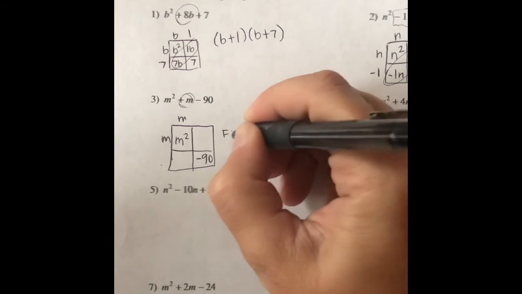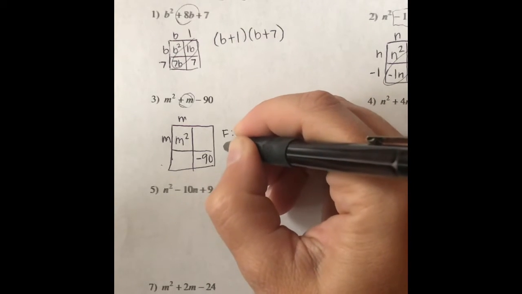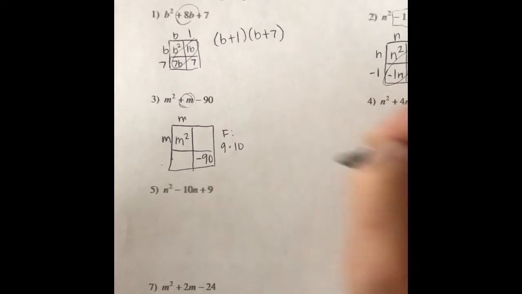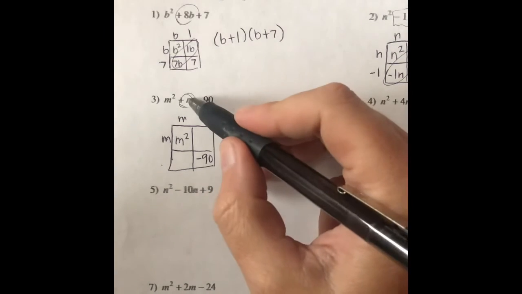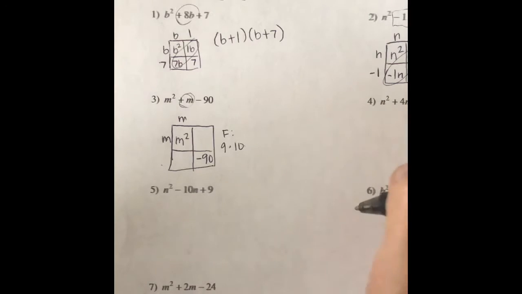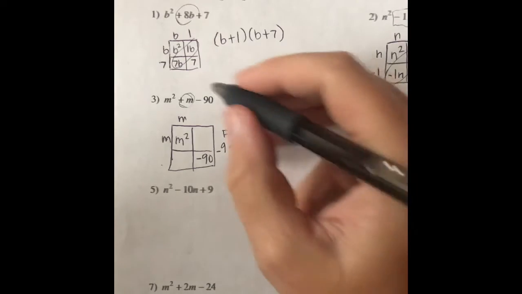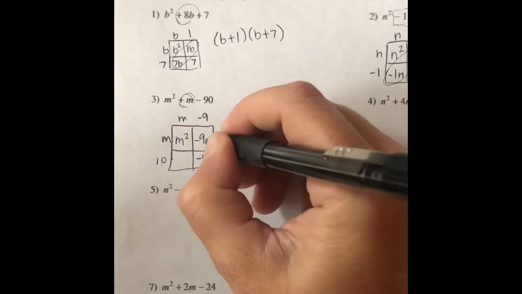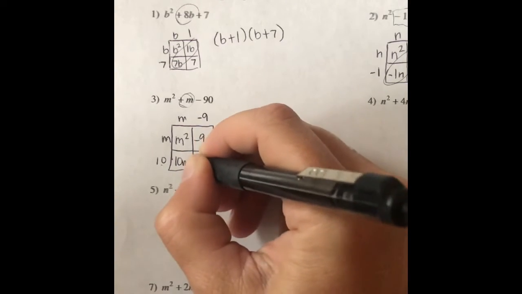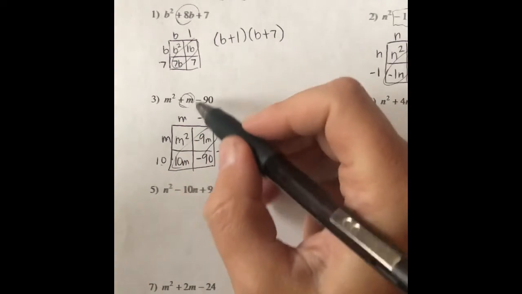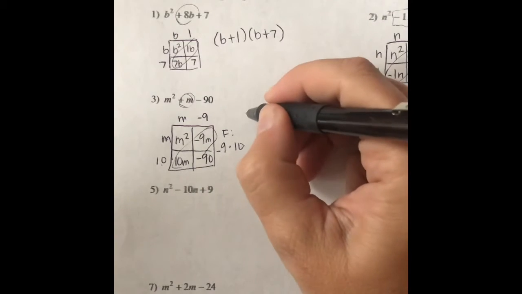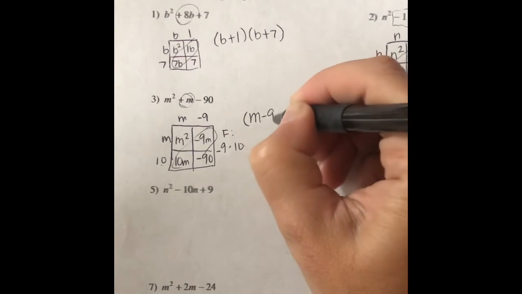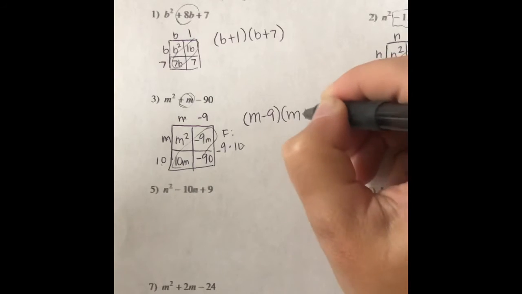So our factors here, I'm going to list out our obvious one, which is 9 times 10. Now, if we want this to be a positive 1 and one of these two has to be negative, we want this one to be negative because negative 9 plus 10 would give us a positive 1. So we're going to use negative 9 and positive 10. And the sum of these is going to give us that positive m there. So our final answer is m minus 9, m plus 10.